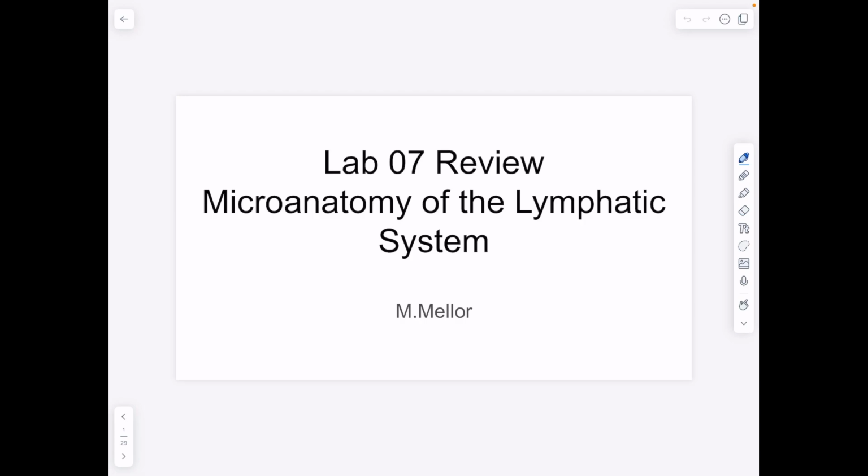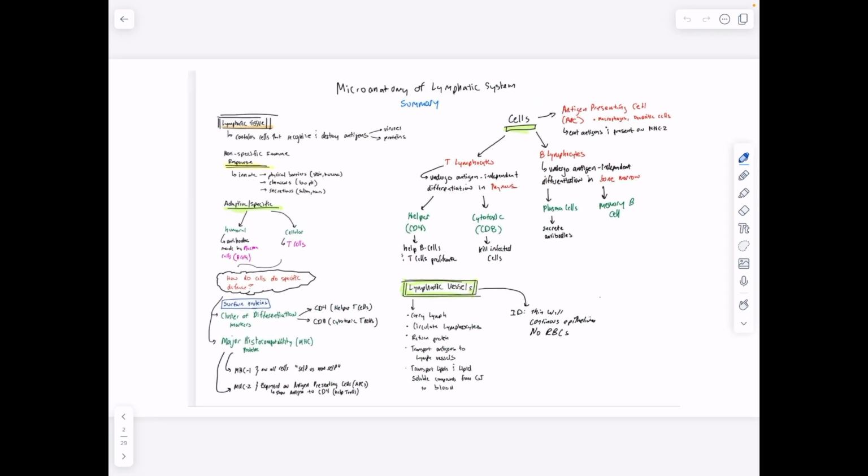All right, Lab 7 review, microanatomy of the lymphatic system. This is for histology. Let's get started. All right, so we have the microanatomy of the lymphatic system, just a quick overview.